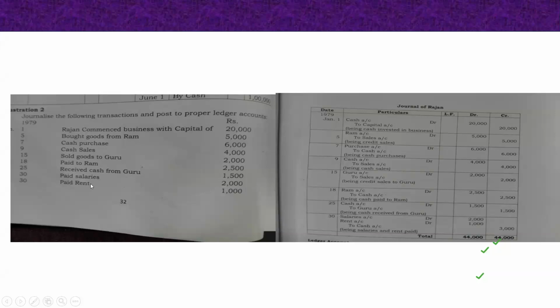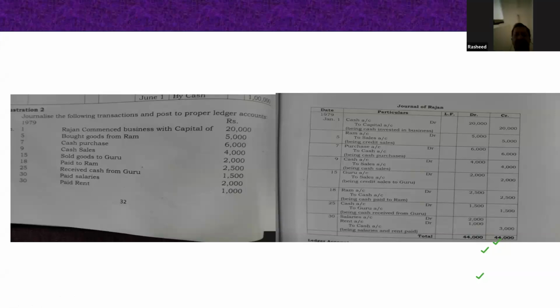Paid salaries and rent, so this can be made as a compound journal entry. In both aspects, cash is involved. So compound entry: sales account, salaries account, rent account to cash account. So all done.